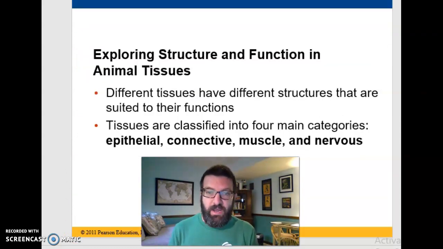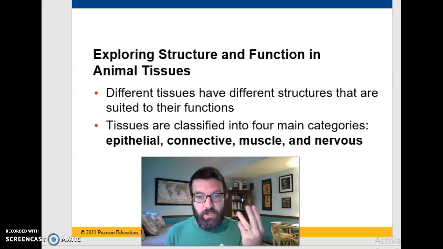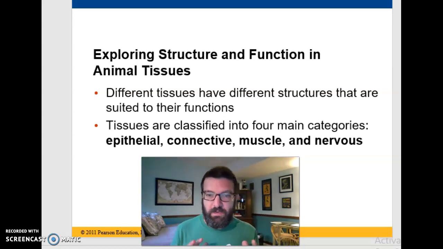All animals have distinct tissues, again, groups of cells that work together, that are functionally similar and perform functions. And we call these tissues by 4 different categories: epithelial, connective, muscle, and nervous. And these are the 4 main types of tissues. There are lots of subtypes that fall under each of those 4 headings.